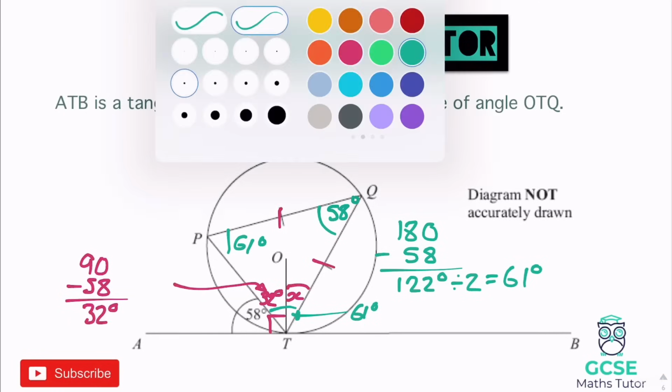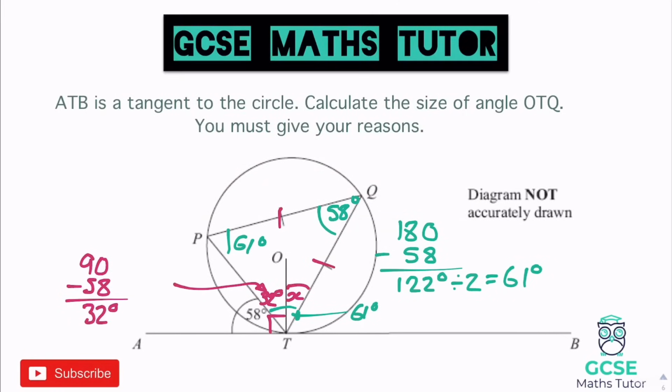And now looking at this value of x, we know that part of that angle is 32 and the full angle there is 61. So that little value of x must be what makes 32 up to 61. So we can finish this off by doing 61 take away 32. And what does that leave us with? That leaves us with 29 degrees. There we go. So 29 degrees would be our final answer for that one.